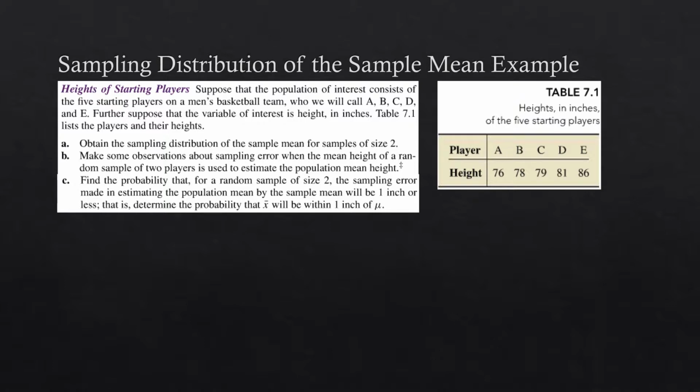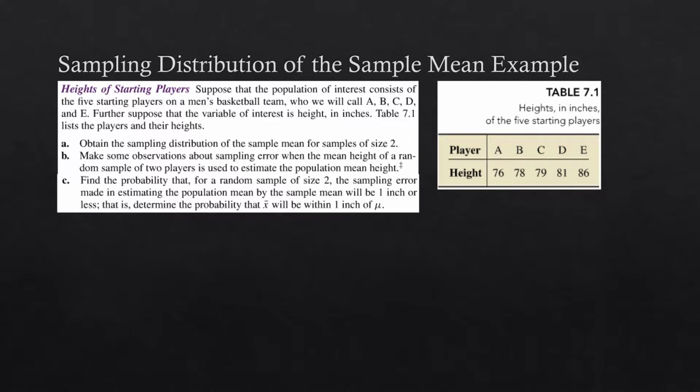So let's look at an example. Suppose that the population of interest consists of 5 starting players on a men's basketball team who we'll call A, B, C, D, and E. Further, suppose that the variable of interest is height in inches. So this table on the right gives us the 5 players and the height in inches.